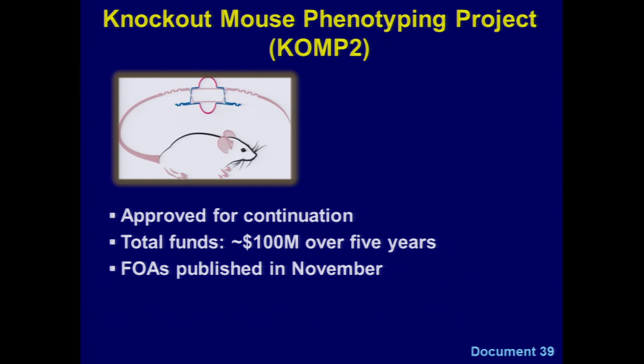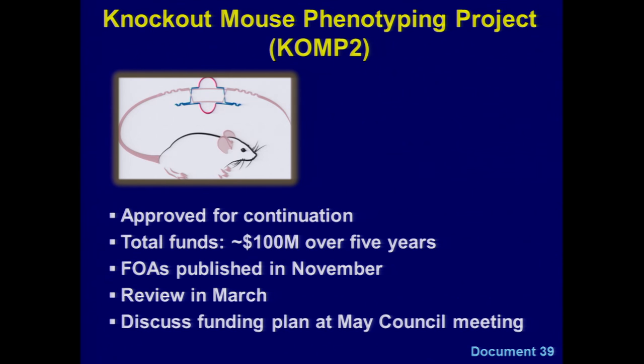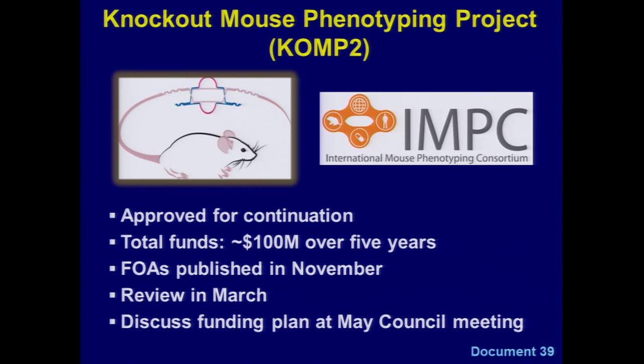Funding opportunity announcements, or FOAs, for the next phase of KOMP2 were published in November, and applications were received in December. The review of these applications will be conducted in March, and a funding plan will be discussed with this council at the May meeting. The program plans to continue broad-based phenotyping of knockout mice in collaboration with our international partners through the International Mouse Phenotyping Consortium, or IMPC.